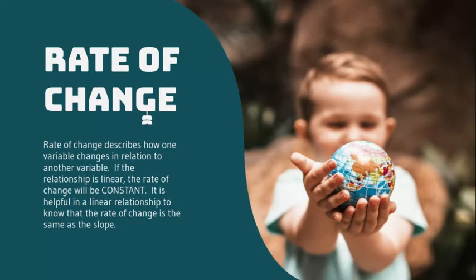Okay, first off, what is rate of change? Well, rate of change describes how one variable changes in relation to another variable. If the relationship is linear, which it will be in today's classwork, the rate of change will be constant. It is helpful in a linear relationship to know that the rate of change is the same as the slope.